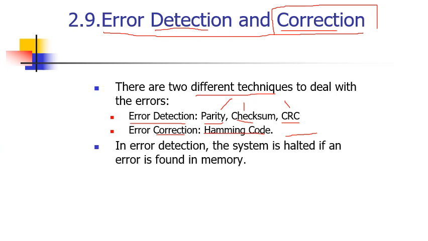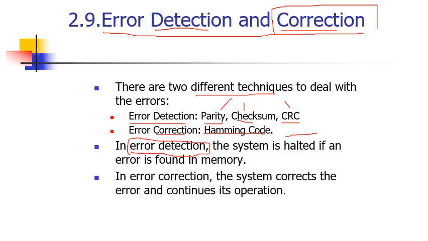Okay, in error detection, the system is halted and you have to redo the operation from the very beginning because an error occurs and we don't have the means to correct it. While if you use error correction techniques, your system will correct the error and continue its operation.